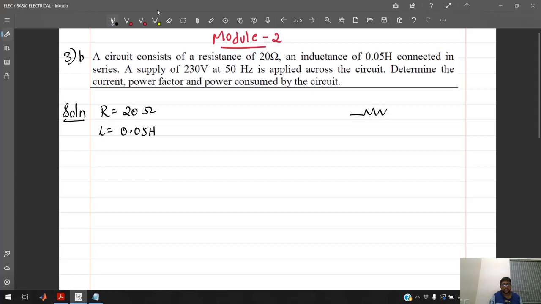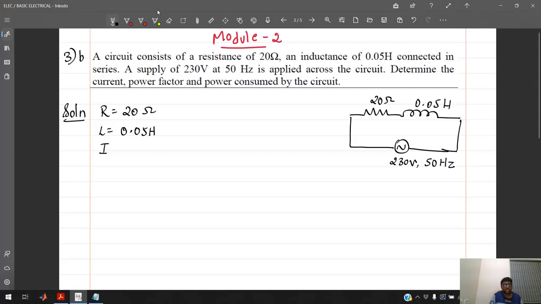So let us draw the circuit. You have a resistor and an inductor which are connected in series across an AC supply, which is 230 volt, 50 hertz. Resistor is given as 20 ohms. Inductance is given as 0.05 Henry. Determine the current I. I is nothing but the RMS value of the current which is asked. Power factor, which is cos phi, and the power consumed by the circuit are also asked. So these are the things which are asked.